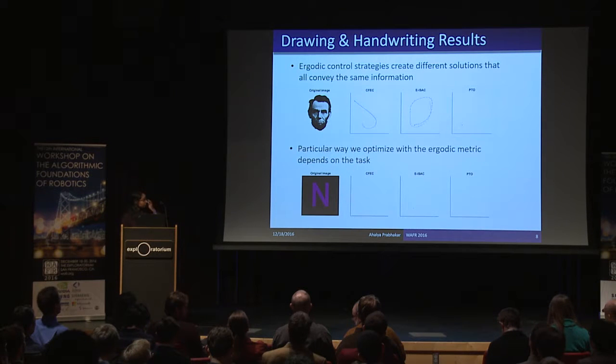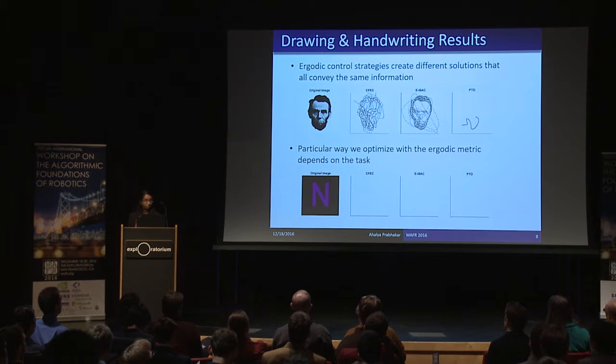So the first one we tried to see was, going back to the drawing task, how we can draw the portrait of Abraham Lincoln. The first thing we can clearly see is that all 3 ergodic control strategies create radically different solutions to convey the same information. In particular, the 2 middle ones that use a single action controller were able to create a much better approximation where you fill in a lot more of the details.